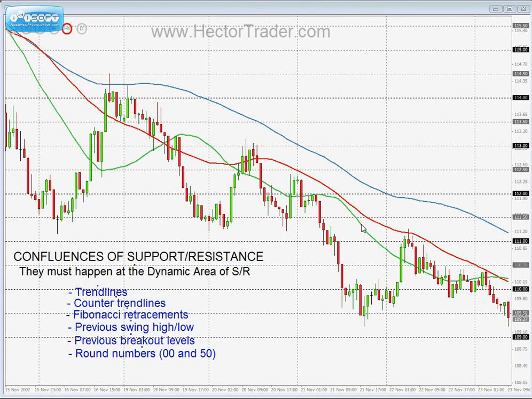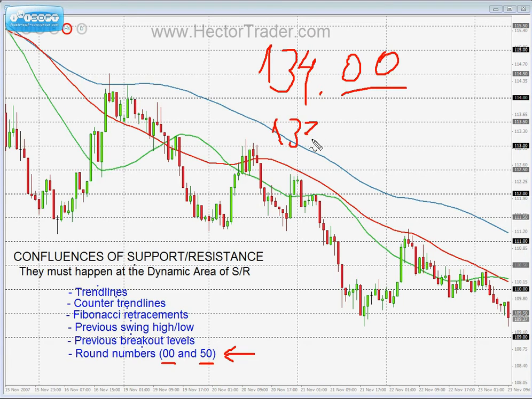And finally, the sixth element I look to add as a confluence is the round numbers. Round numbers meaning those ending on 00 or on 50. That means, for example, on the euro, if the current market price of the euro is 134.00, this is going to be a point of support and resistance.